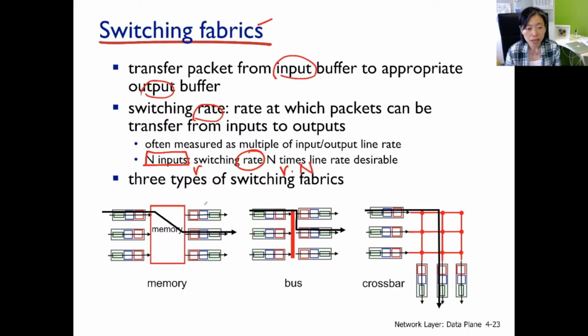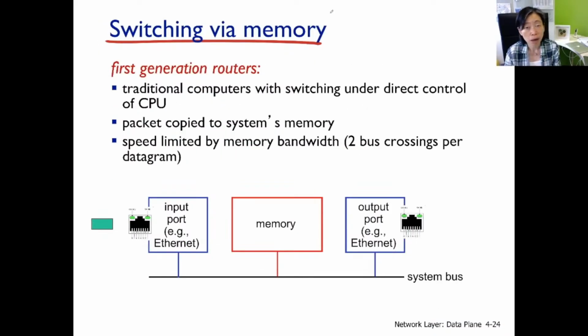All right, so what we're seeing here are three different architectures of switching fabric. Memory is generation number 1, bus number 2, and the modern ones, generation 3, the crossbar architecture. Now let's go over them one by one. So first generation, switching via memory.